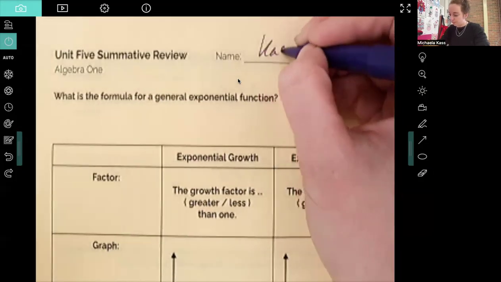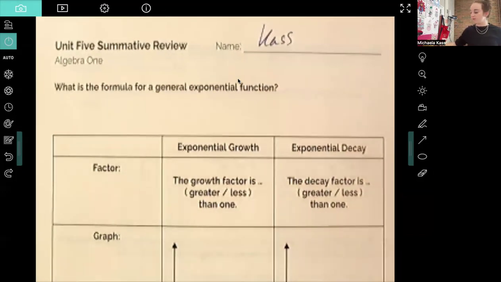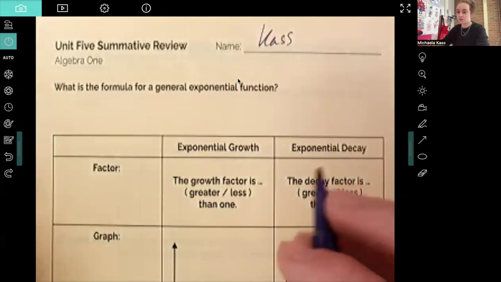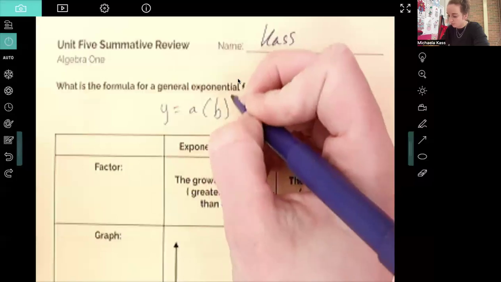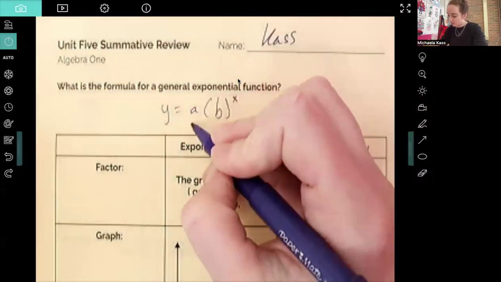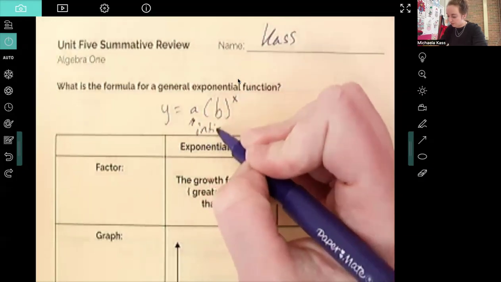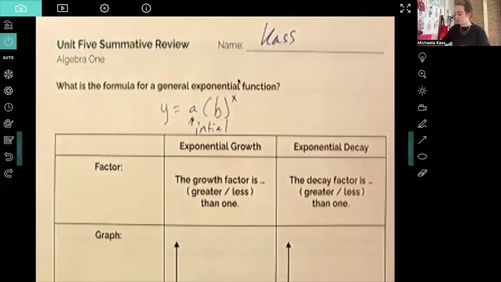All right. So the first question we got: what is the formula for general exponential functions? Our main formula, we've talked about it quite a few times now. We have y equals a times b to the power of x. We've also said that A represents the initial value. So that's whatever we start with, the y-intercept, any of those things.